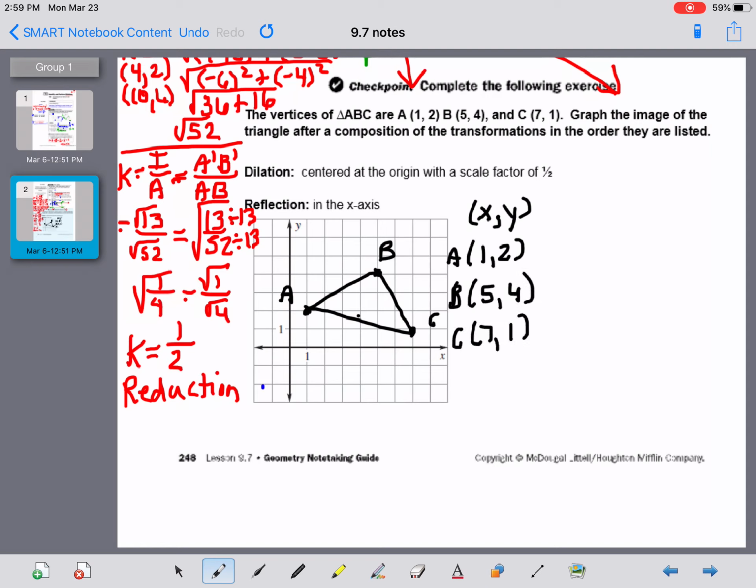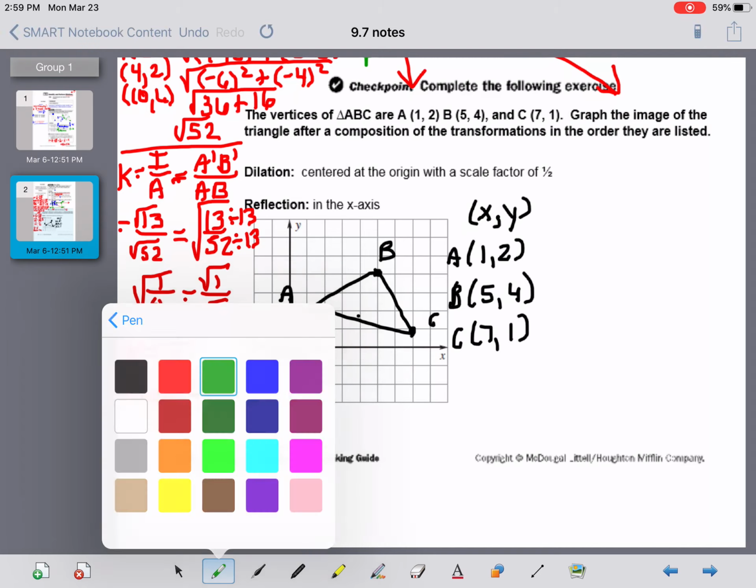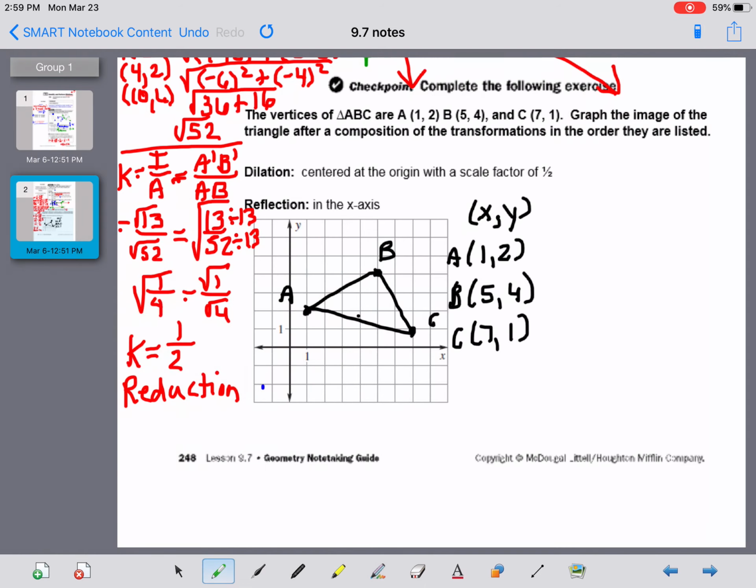All right, so let's go through and do our composition here. One thing to make sure we remember is it says make sure the transformations are in the order they're listed. You can't choose which one to do first. Make sure you do it exactly as listed. So the first one they give us is a dilation.